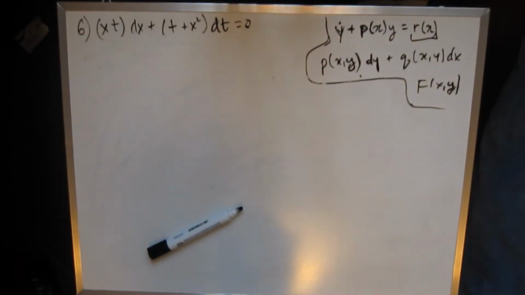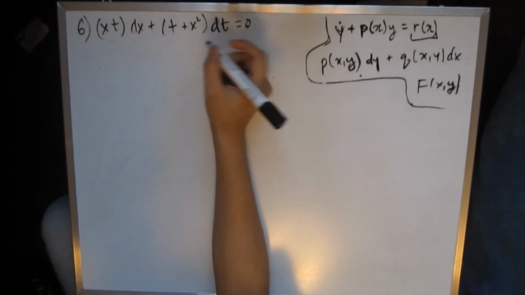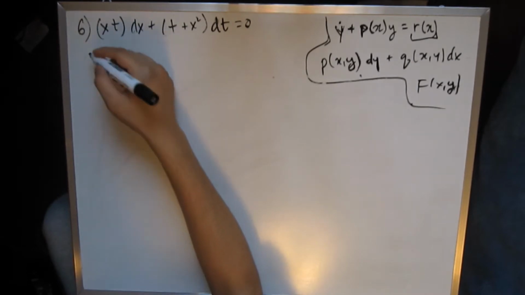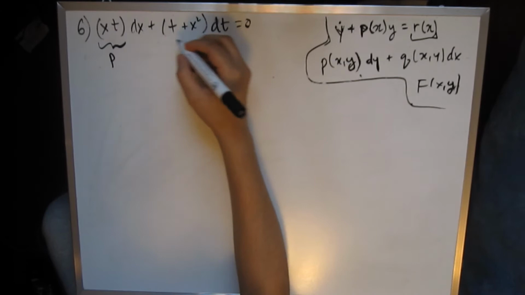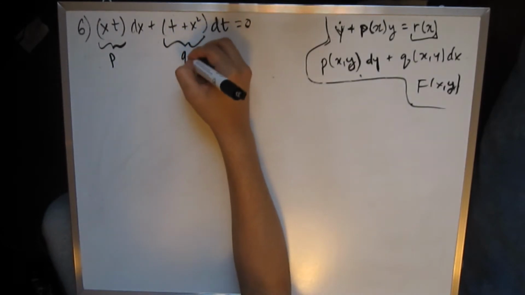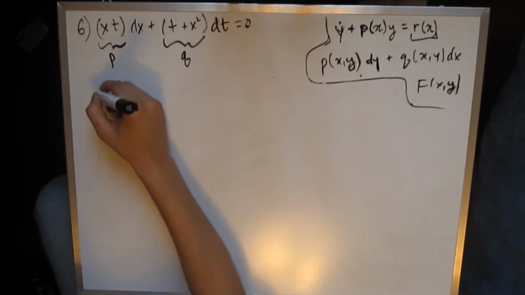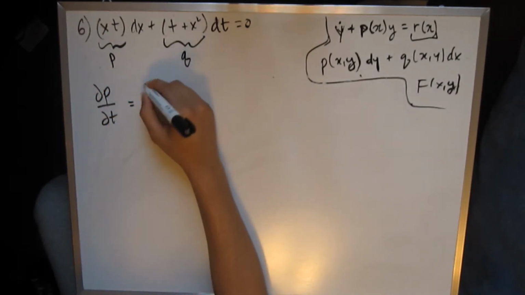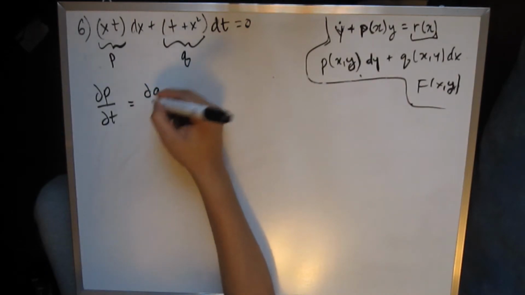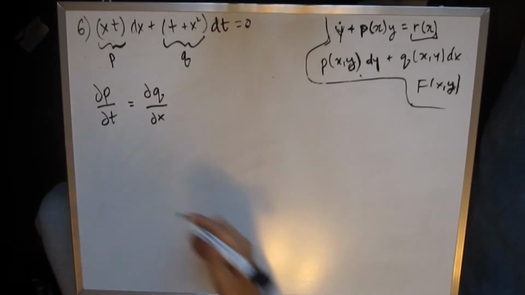Yeah, so we're here for question 6 of assignment 1. Basically, part A of question 6 is asking us to prove that this equation is not exact. Just like the previous equations, we're going to assume the first part is our P, and this is our Q. So the exactness test is that the derivative of P with respect to t is equal to the derivative of Q with respect to x. So let's just do that right now.